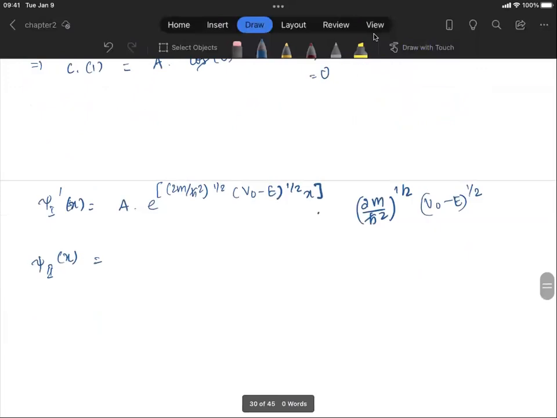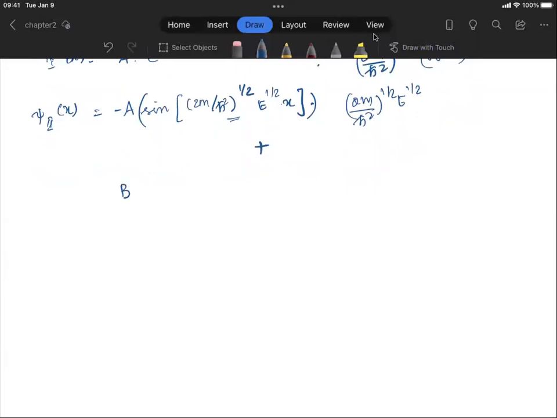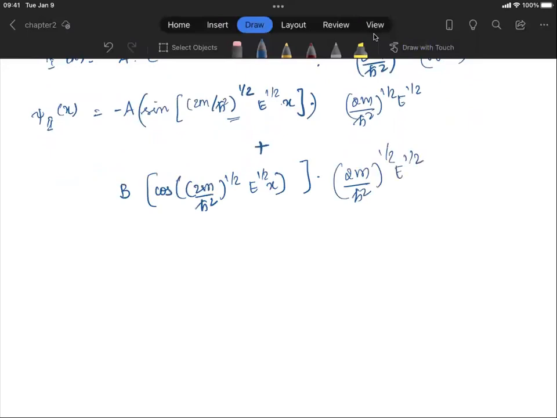Now for psi 2, the first derivative is going to be A times the derivative of cos theta, which is negative sine theta, times the derivative of what's inside this, plus B times the derivative of sine theta, which is cos theta, times the derivative of the inside. So we get something like this.